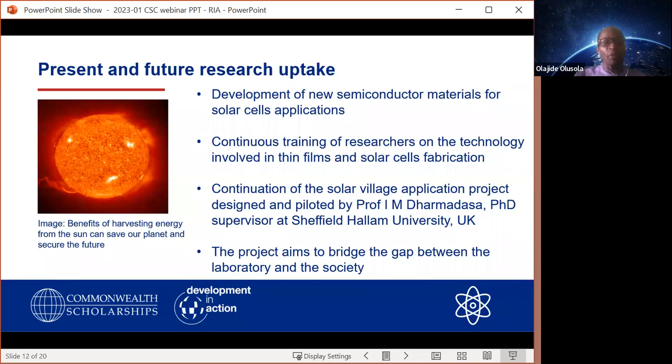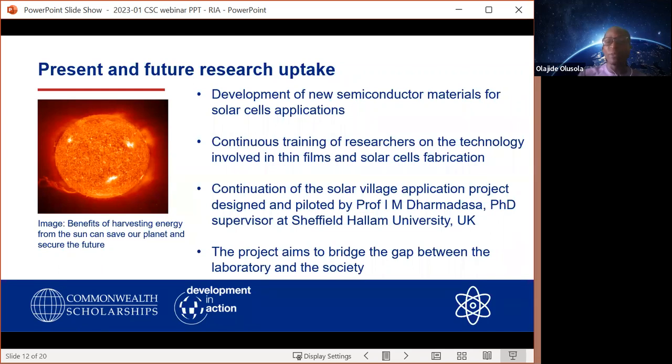Now, what are the benefits of harvesting energy from the sun? Harvesting energy from the sun can save our planet and secure the future for us. It's a green technology that does not encourage environmental pollution. In that case, we are being rescued from some of the present global challenges.